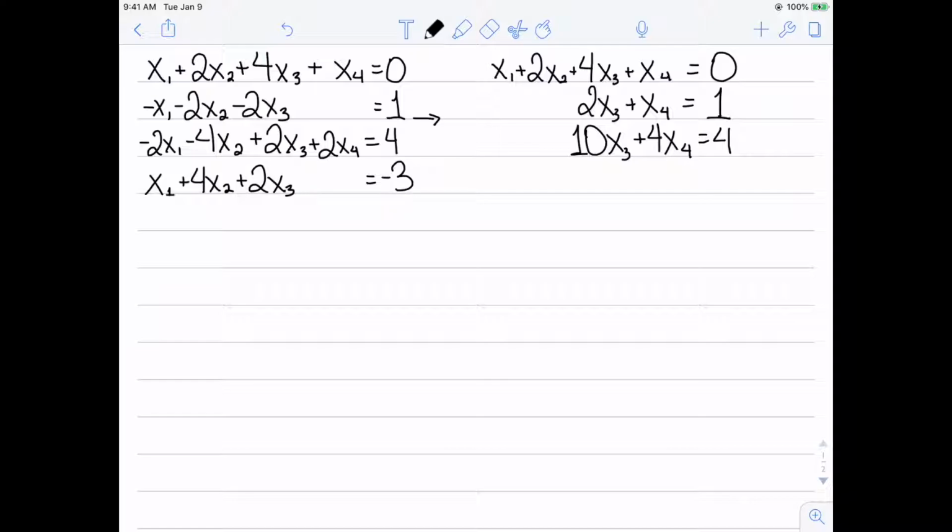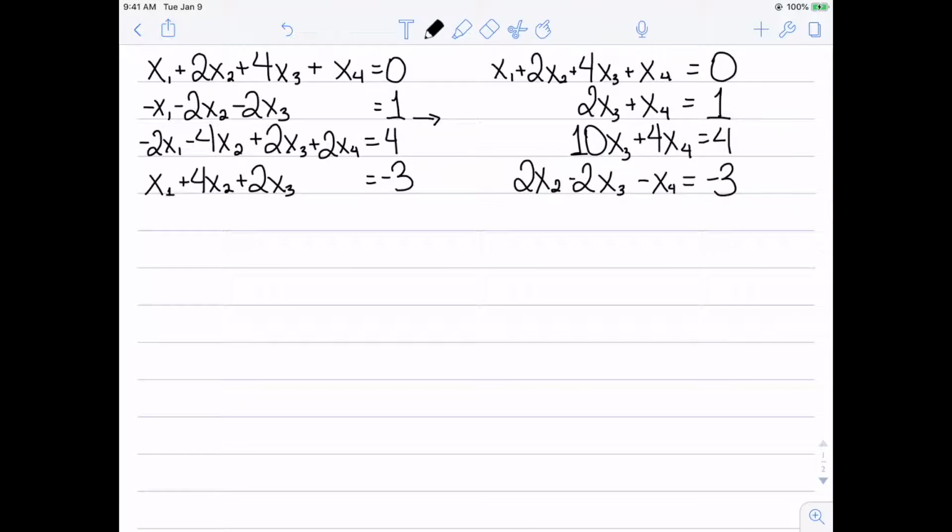Finally, we'll subtract the first equation from the fourth equation. Negative x1 plus x1 is 0. Negative 2x2 plus 4x2 is 2x2. Negative 4x3 plus 2x3 is negative 2x3. Negative x4 plus 0 is negative x4. And 0 plus negative 3 is negative 3.